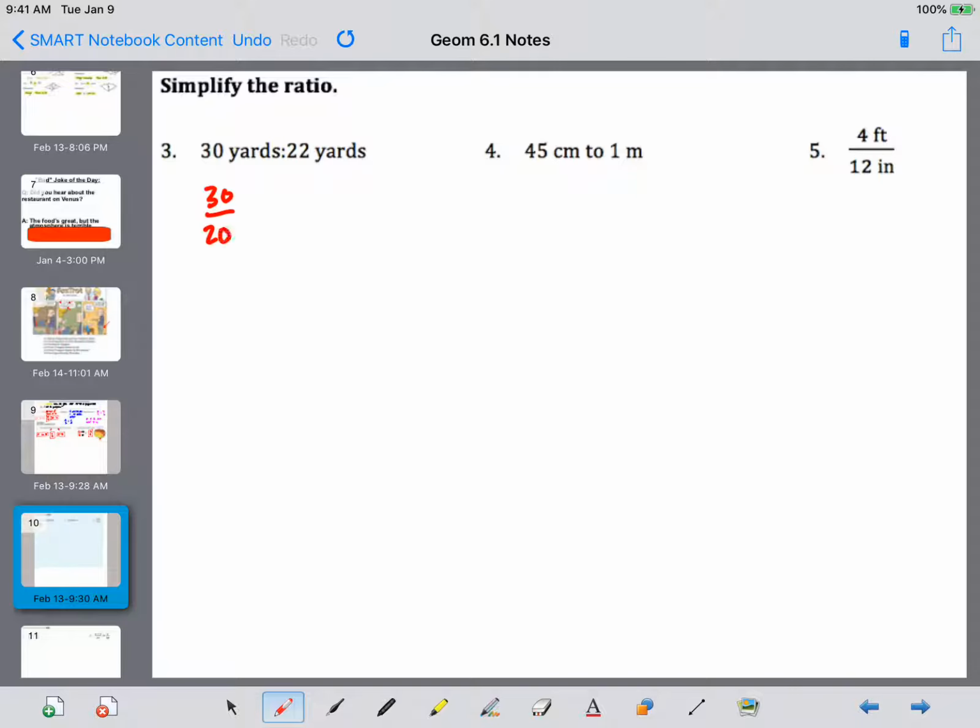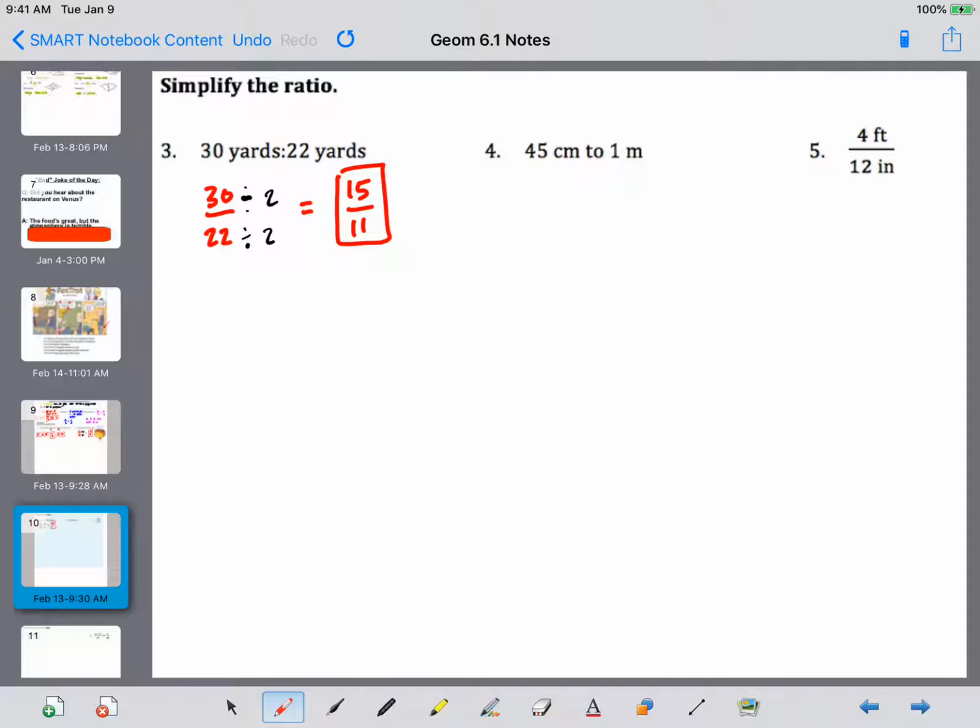So we got 30 yards to 22 yards, and then we are simply going to simplify. Simply going to simplify, you like that? All right, by dividing by 2, 30 and 22 can both be divided by 2, so we get 15 to 11.